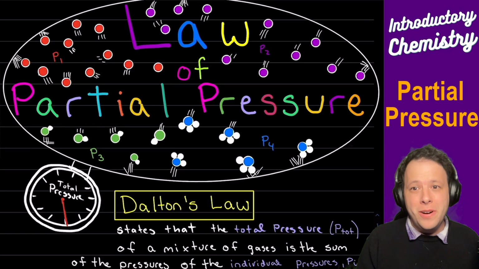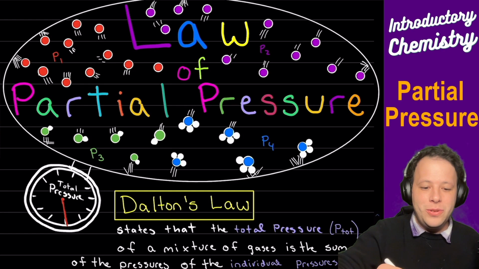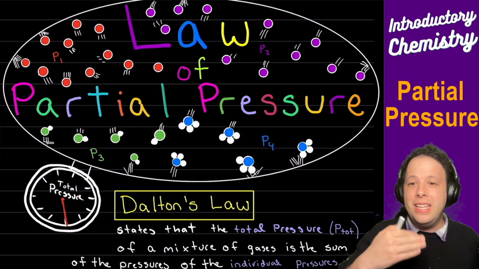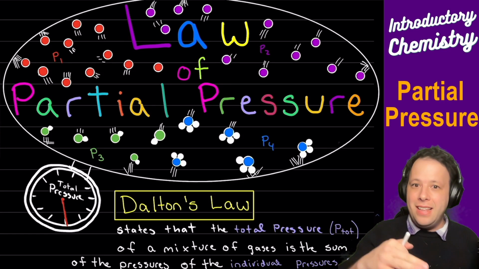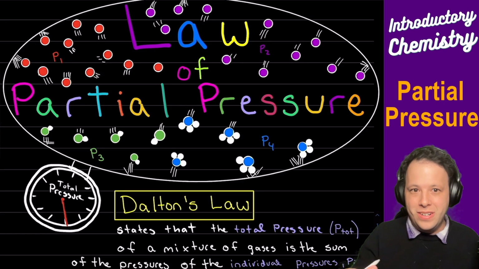The law of partial pressures was originally made by Dalton, which essentially states that if I have a bunch of individual gases that are all in the same container, and I take the individual pressures of each gas and add them all together, it will be the sum of the total pressure.